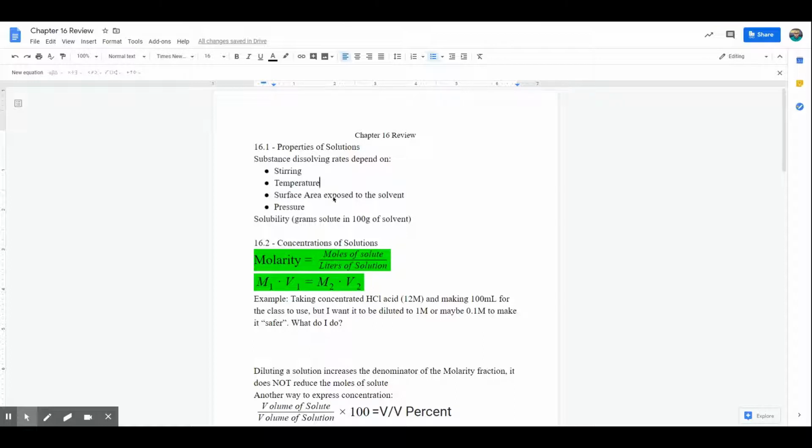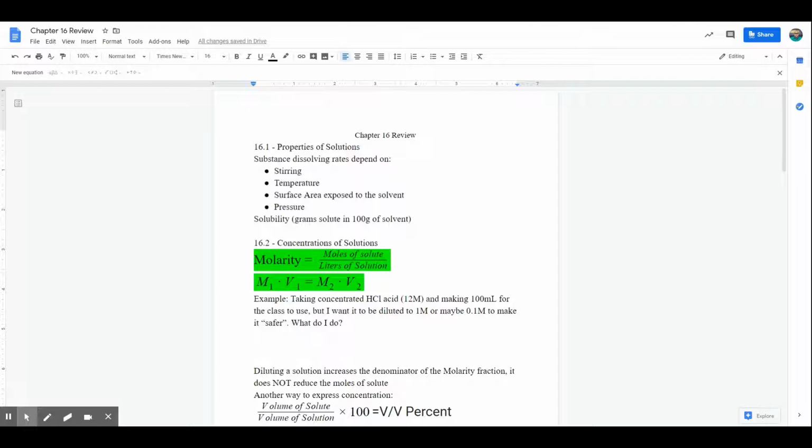And solubility, as you saw in the solubility graph, the units are grams of solute in 100 grams of solvent. And this is what you used right here. This is what you used to solve for the unknown substances in your lab that you should have turned in. So that's pretty much 16.1. It's figuring out how to make something dissolve faster or slower depending on these 4 variables, and then determining just the basic solubility of a substance.